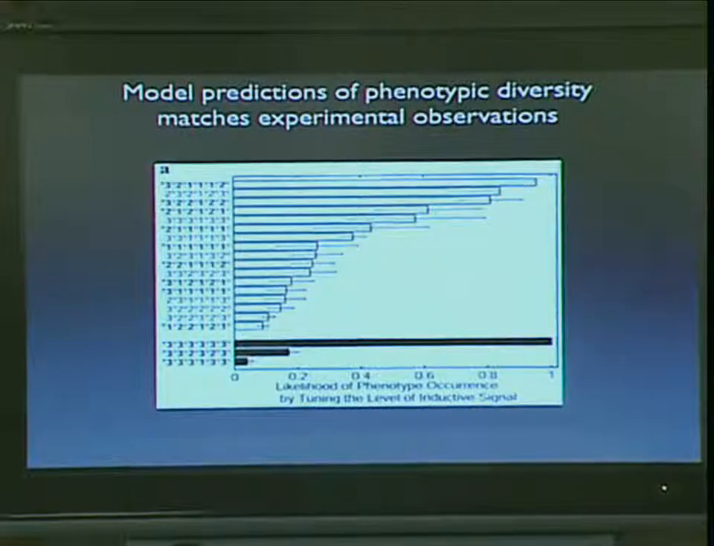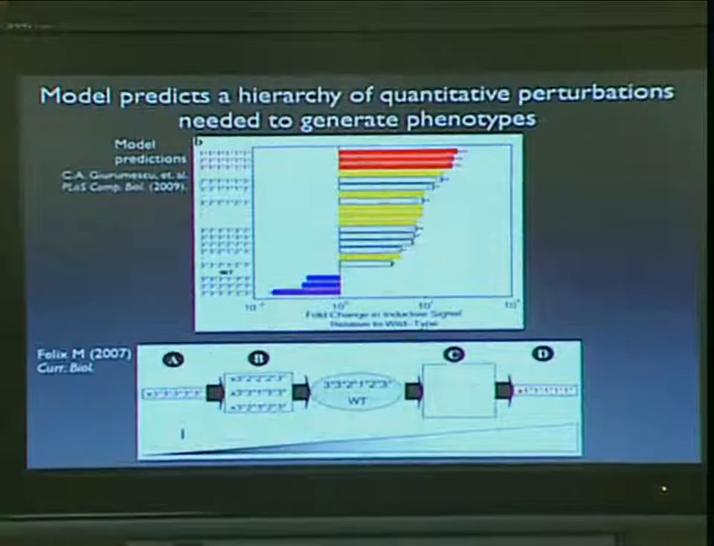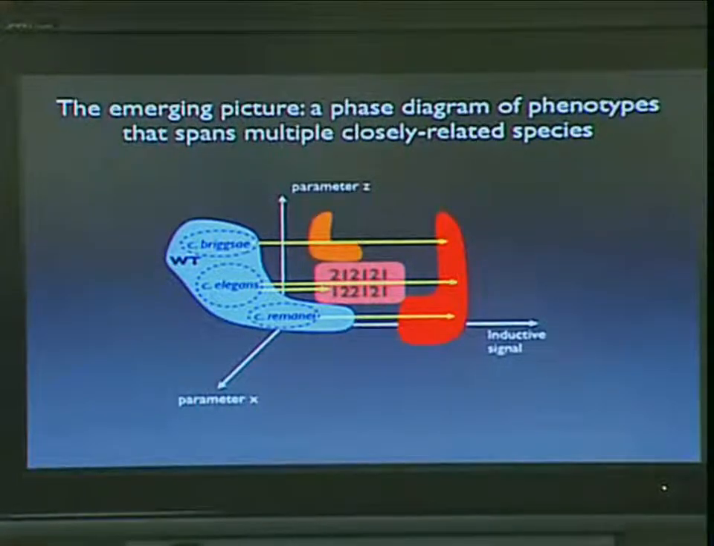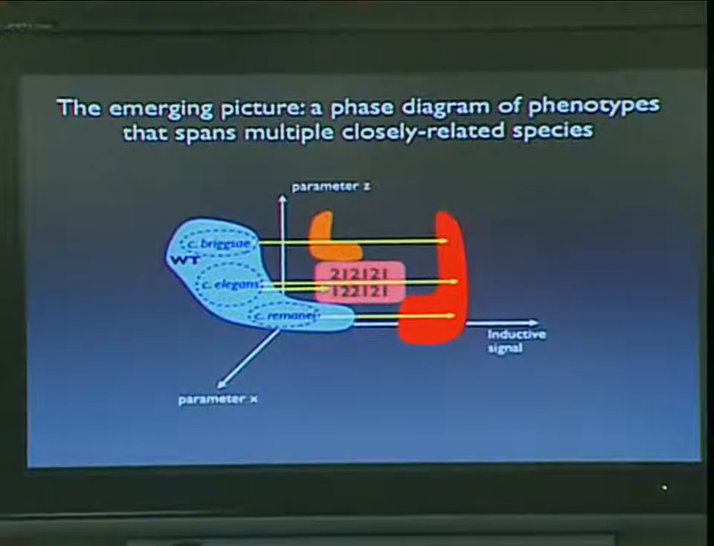And so this leads us to confirming that C. briggsii, C. elegans, and C. remini may indeed share the same network that's quantitatively diversified, and that's sufficient to give rise to differences when you perturb them away from wild type. Okay.